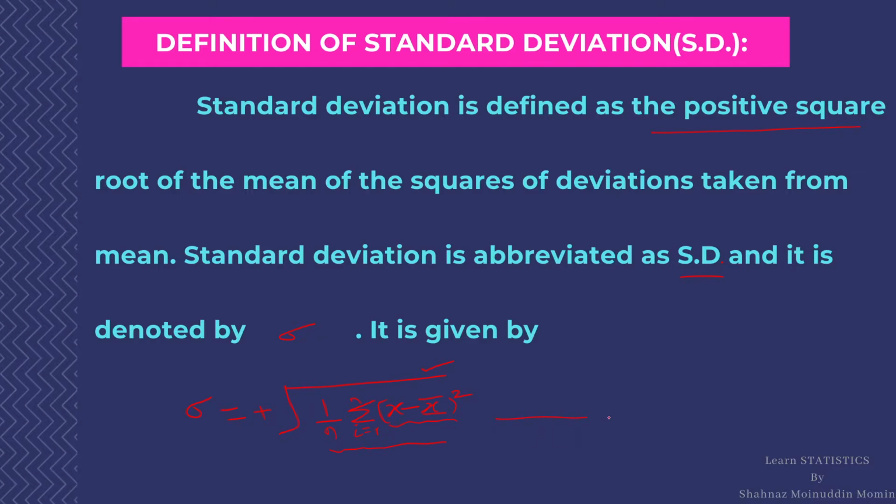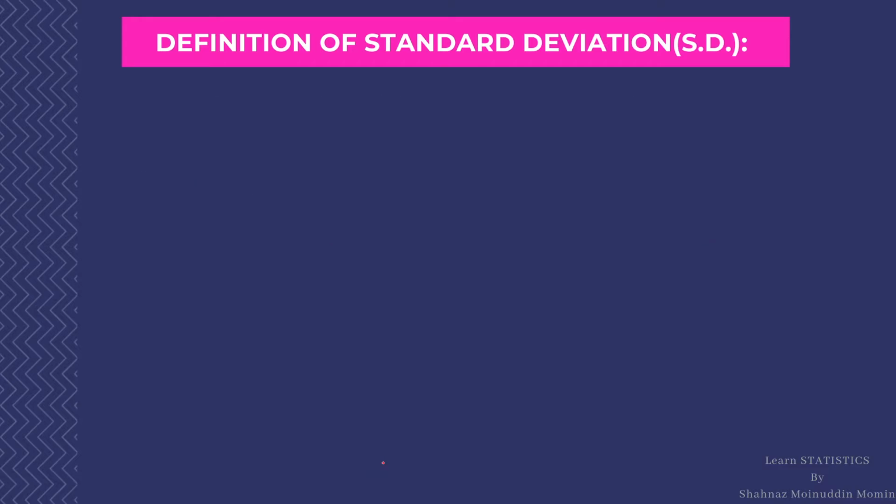This is the formula for individual data. Individual data means separate numbers. If we simplify this term summation (x minus x bar), this formula can be written in a simplified form, which is helpful for our calculations, and that is square root of 1 upon n summation x square minus x bar square. This is the simplified form of standard deviation for the individual data.